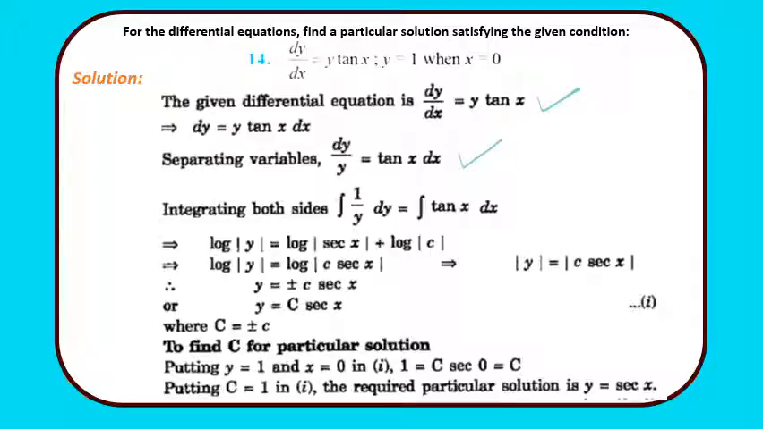Integrating both sides, we get the integral of 1/y dy equals the integral of tan x dx. So integrating, we get log y = log sec x + log c. Why log c? Because both are log. On simplifying, we get y = c sec x.